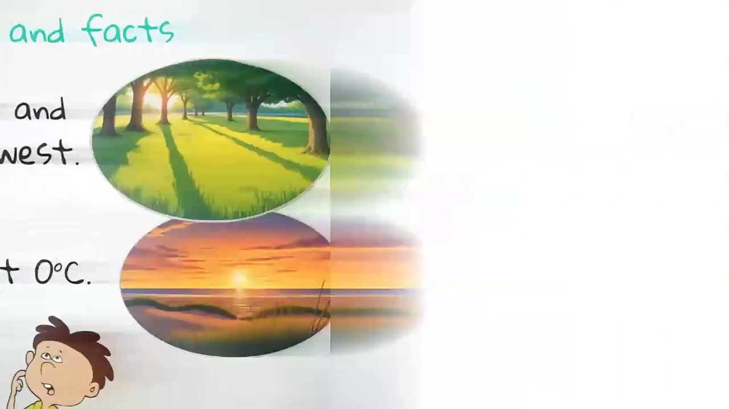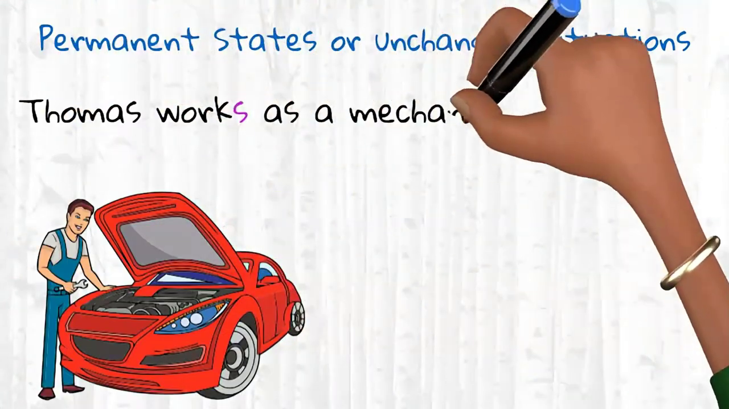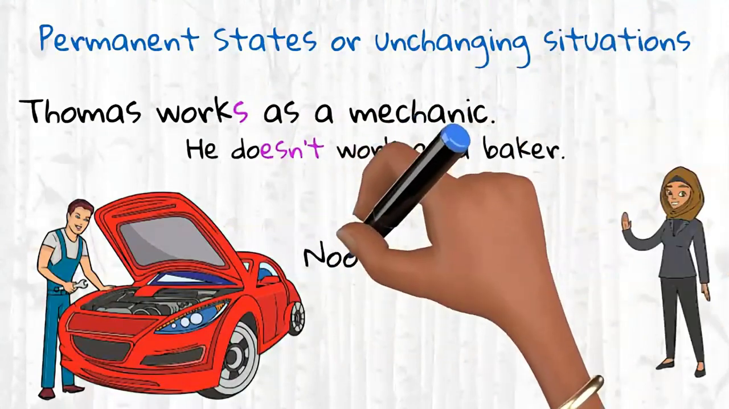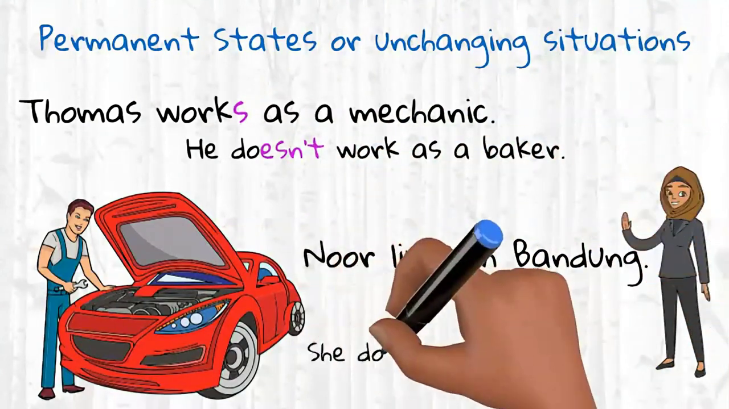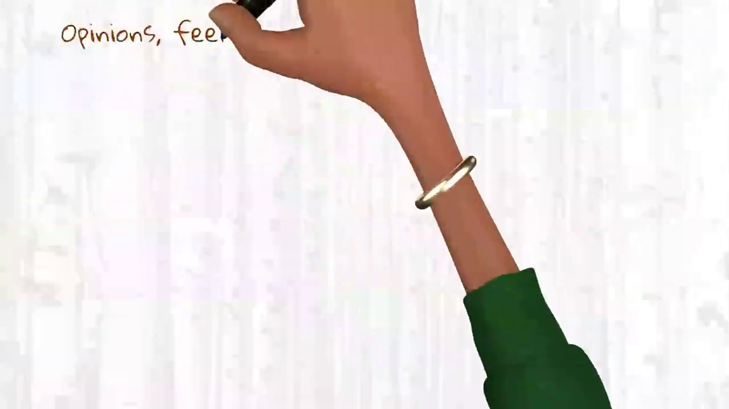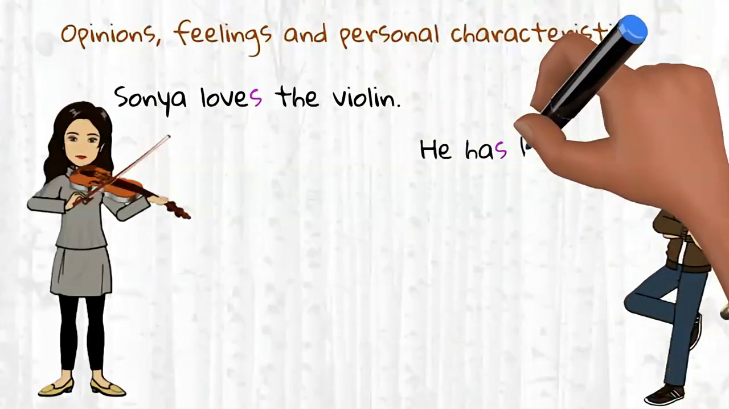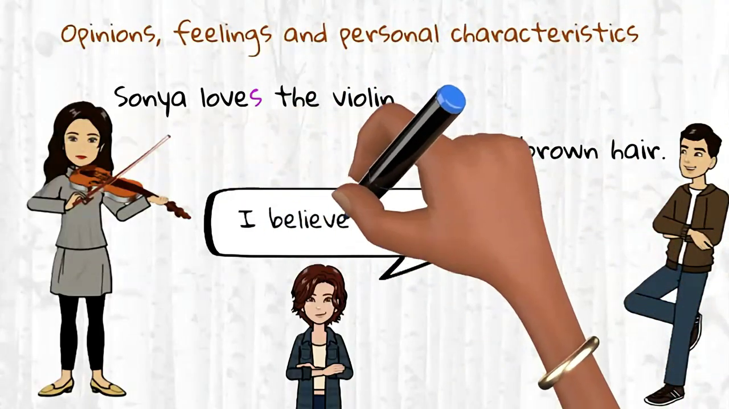Let's have some examples. Permanent states or unchanging situations. For example, Thomas works as a mechanic. Or he doesn't work as a baker. Or Nola lives in Bandung, and she doesn't live in Jakarta. The sun rises in the east and sets in the west. Opinions, feelings, and personal characteristics. Sonia loves the violin. He has brown hair.